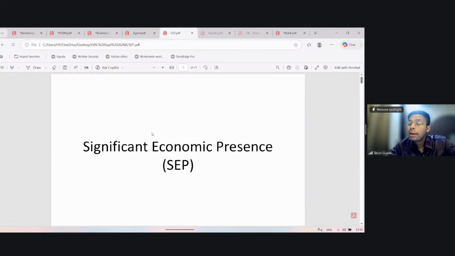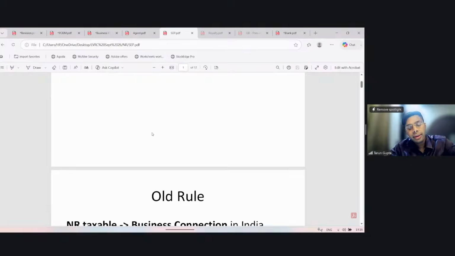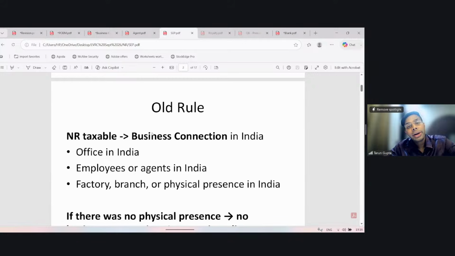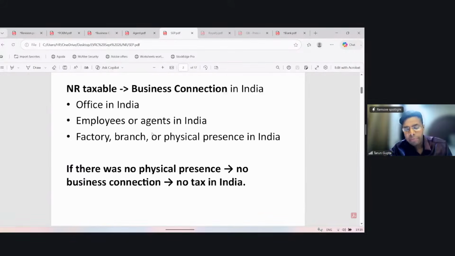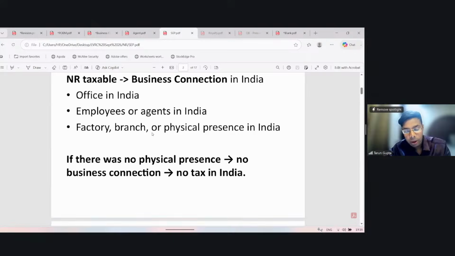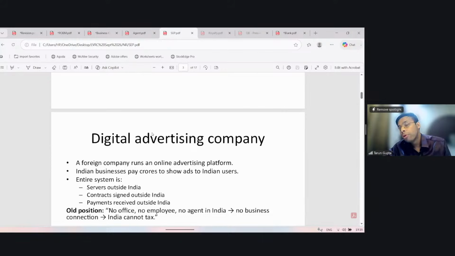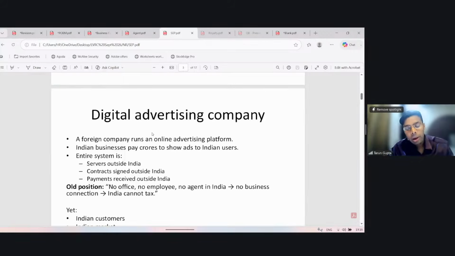Now, the concept is again diluted and says that SCP shall be treated as business connection. So earlier, a non-resident was taxable if they had a business connection in India, meaning they either have an office in India, employees or agents in India, a factory, branch or physical presence in India. In the absence of business connection, there is no tax.